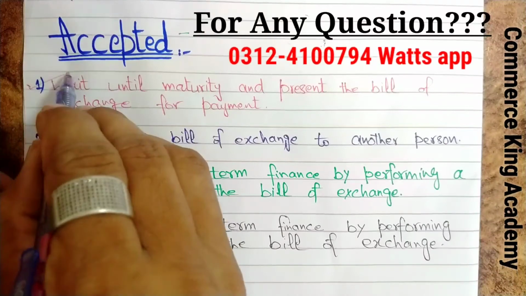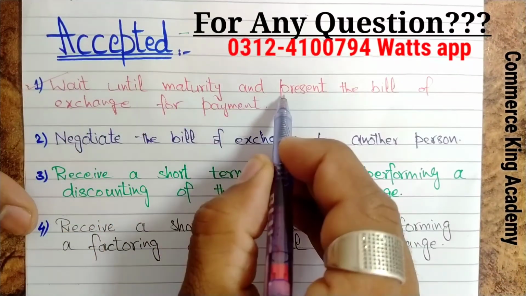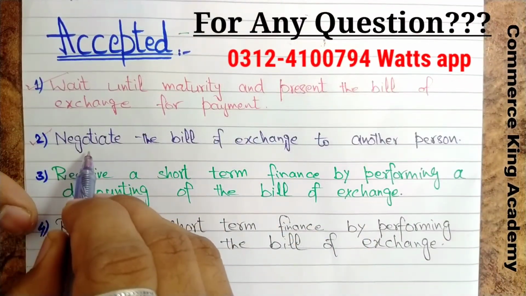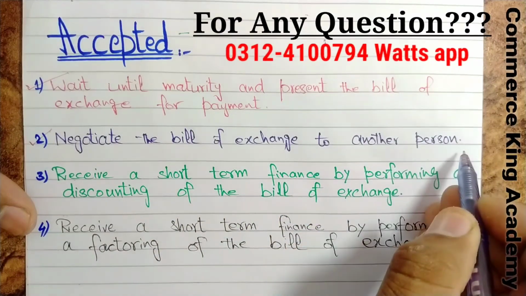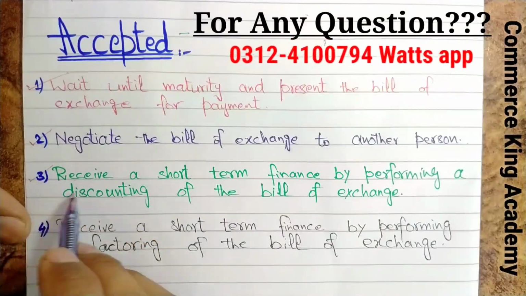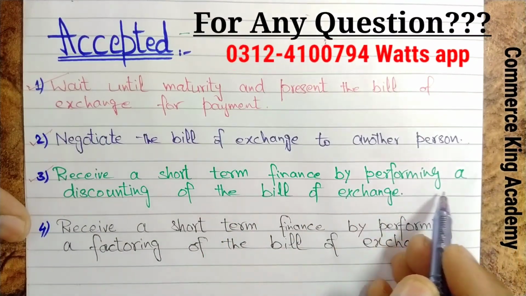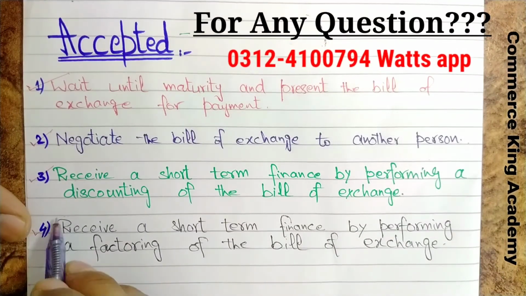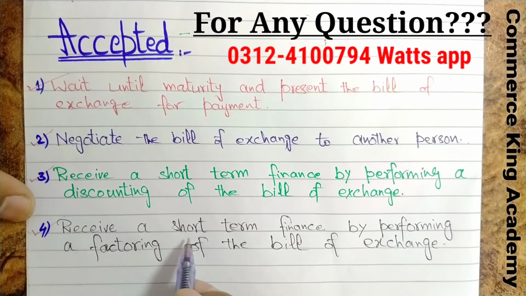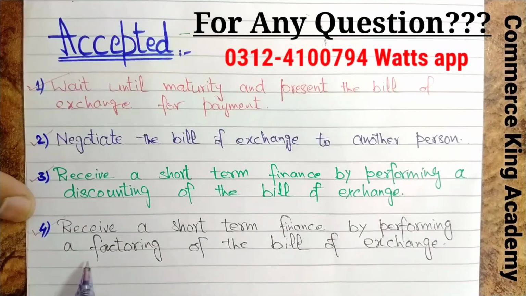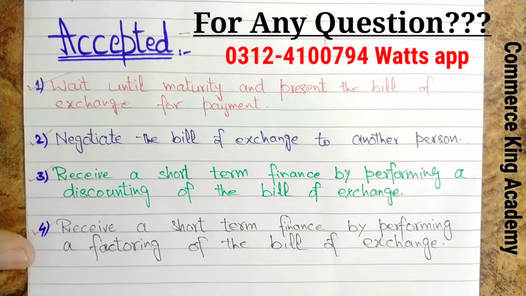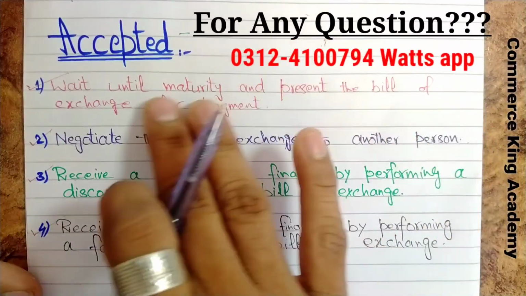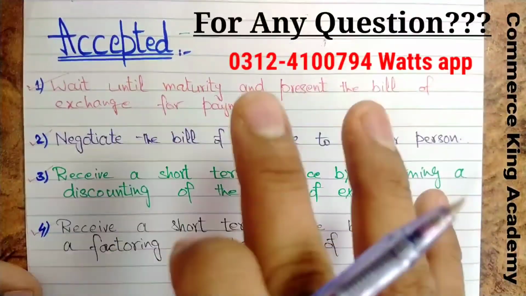First, wait until maturity and present the bill of exchange for payment. Second, negotiate the bill of exchange to another person. Third, receive short-term finance by performing a discounting of the bill of exchange. The fourth option for the bearer is to receive short-term finance by performing factoring of the bill of exchange. These are the points after introduction, and they will be further clarified in the next discussion about this chapter.